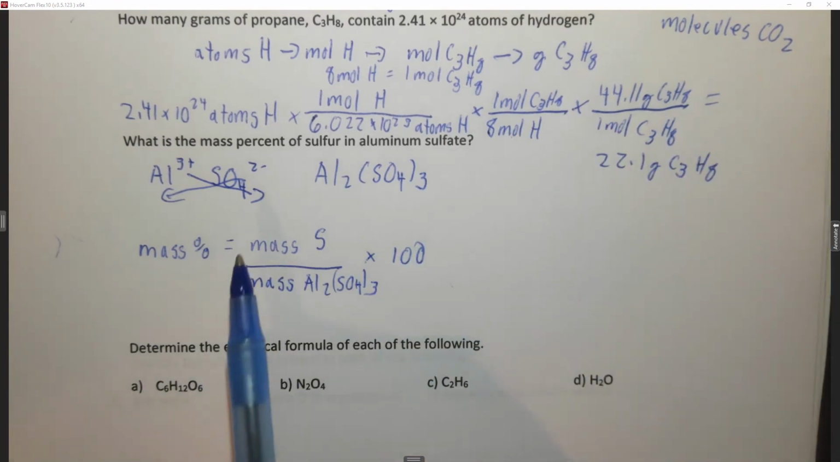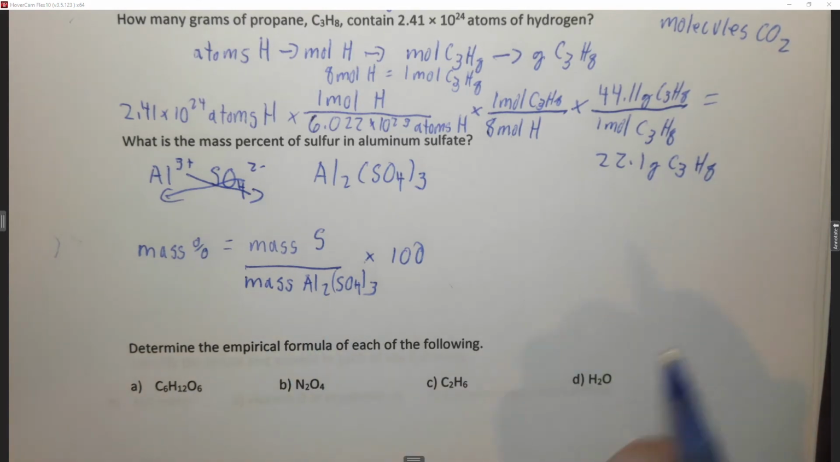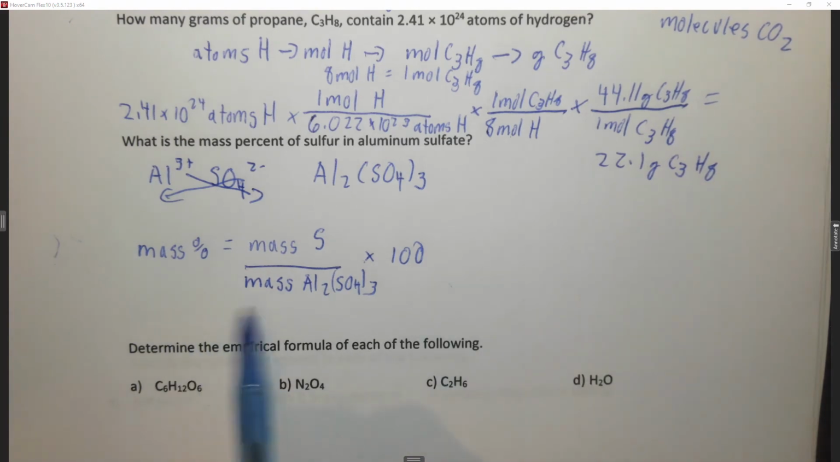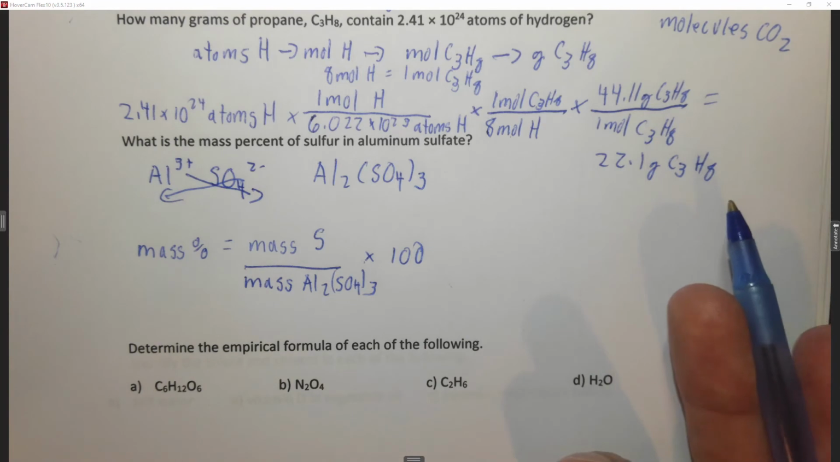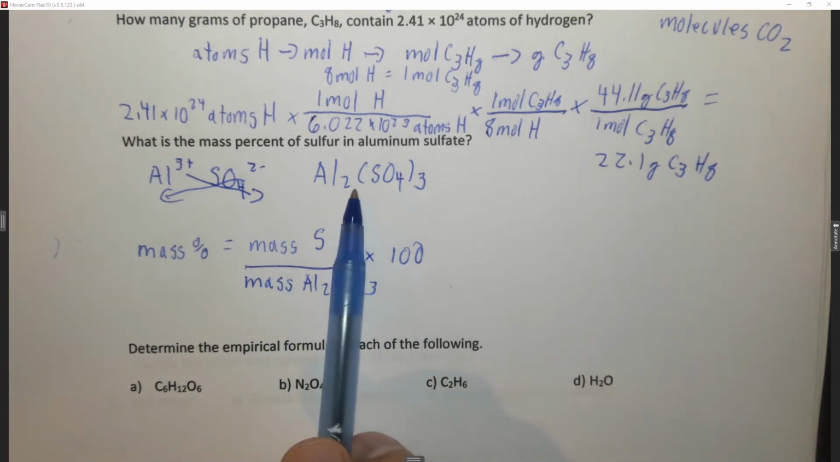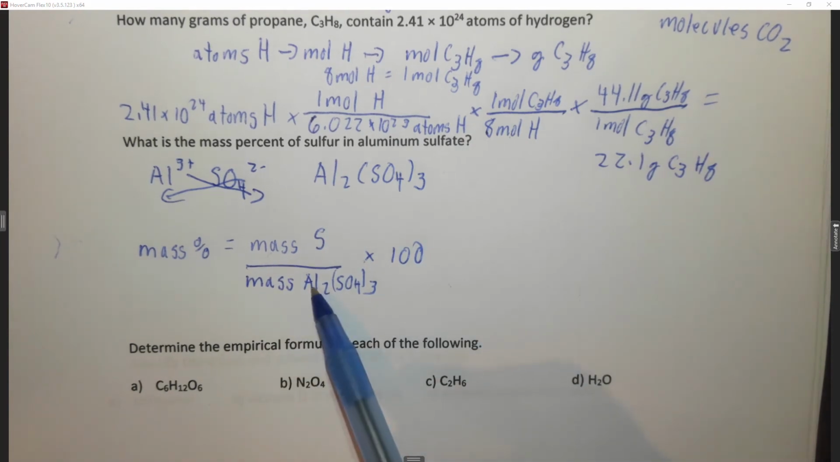Now your question would become, how are you going to know the mass of the sulfur and the mass of aluminum sulfate if you don't have a specific amount? That's why you have to decide on a specific amount. And I would suggest that we decide the specific amount is 1 mole. Okay, so we have 1 mole of aluminum sulfate. What is the mass of sulfur in 1 mole? What is the mass of aluminum sulfate in 1 mole?